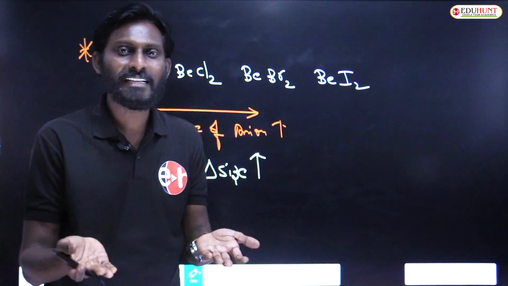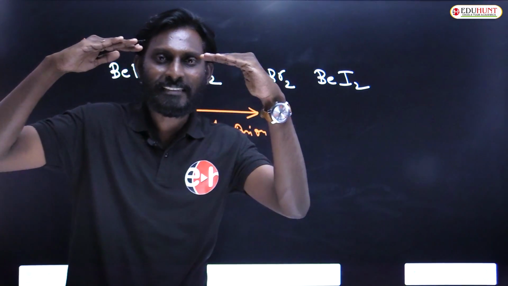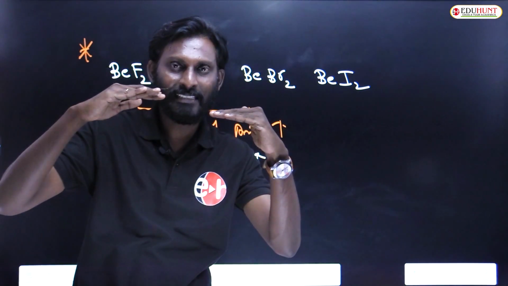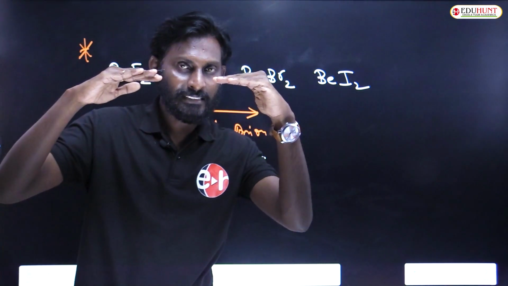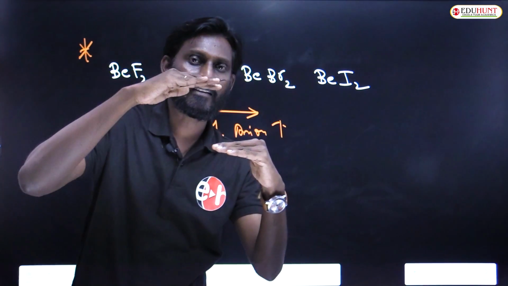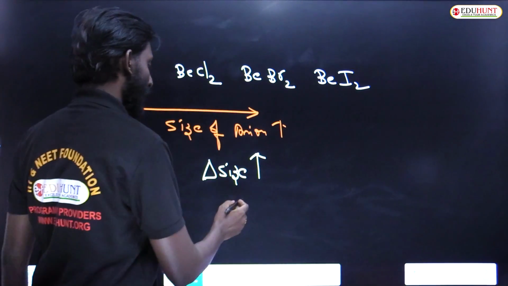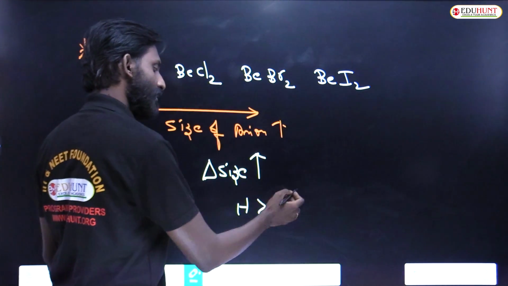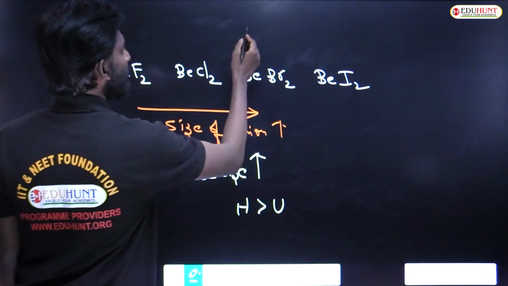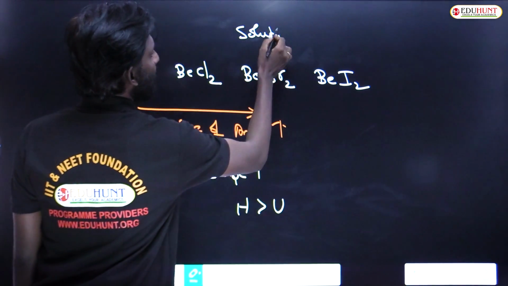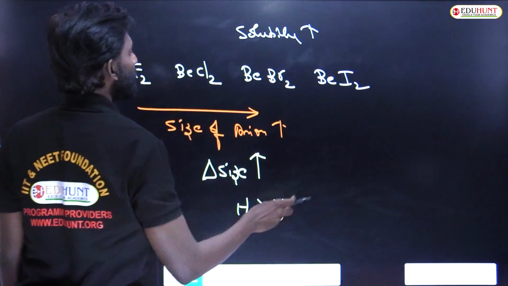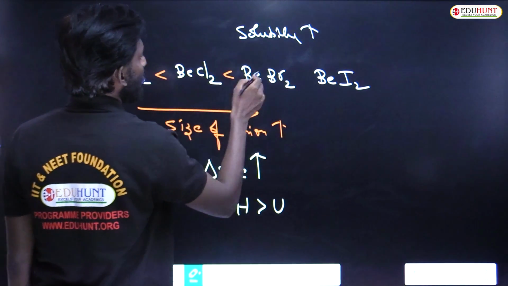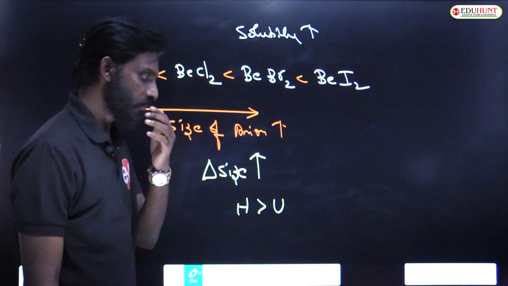If the difference in the size increases, what happens? Lattice energy decreases, hydration energy decreases, but comparatively the decrease in the lattice energy is more than that of hydration energy. So hydration energy is greater than lattice energy. So in this direction, solubility increases.